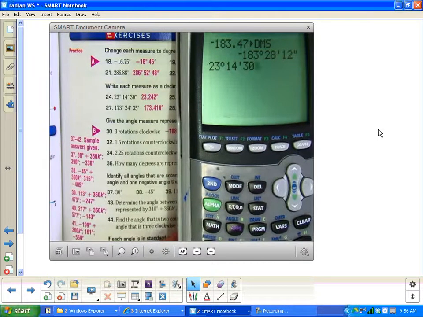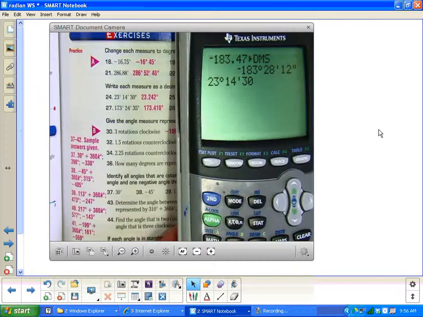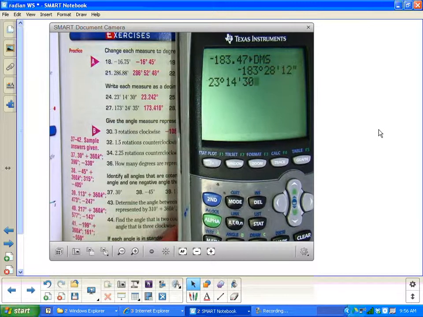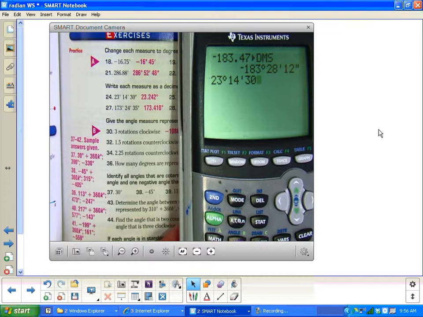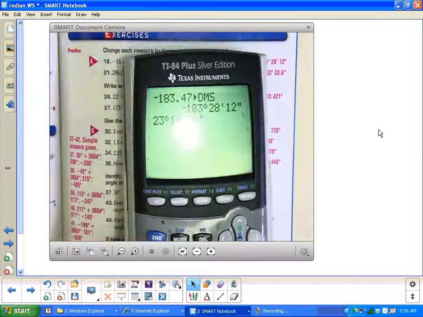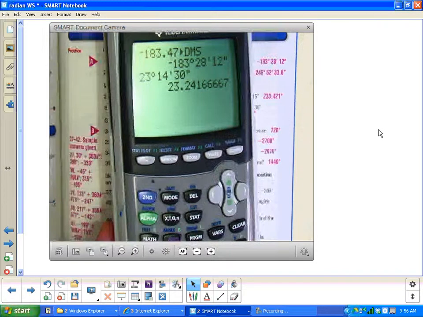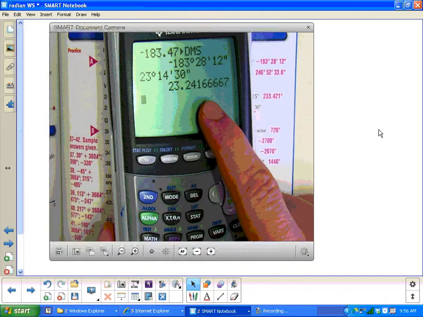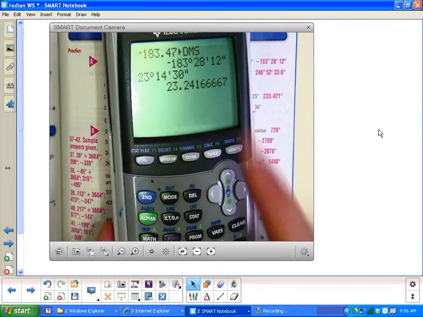Now, we had a big discussion about this yesterday, but the seconds symbol was not where you would think it would be. You'd think it would be under the minute symbol in the angle menu, but where was it? Above the plus sign. You hit alpha and then the plus sign to get the seconds there. And all you have to do is hit enter. It says round to the thousandths place, so that'd be 23.242, and it would be in degrees.